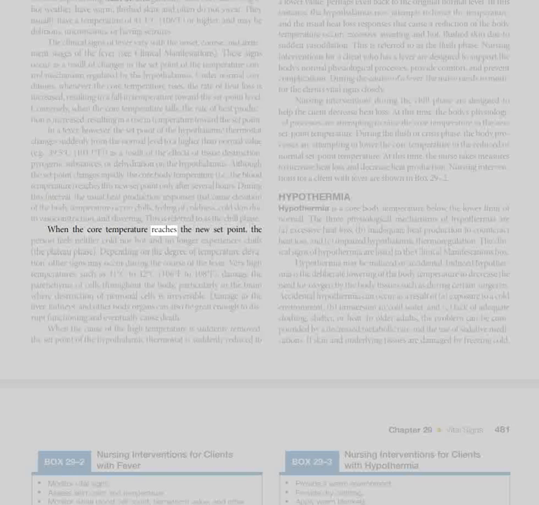When the core temperature reaches the new set point, the person feels neither cold nor hot, and no longer experiences chills: the plateau phase. Depending on the degree of temperature elevation, other signs may occur during the course of the fever. Very high temperatures, such as 41 degrees Celsius to 42 degrees Celsius, 106 degrees Fahrenheit to 108 degrees Fahrenheit, damage the parenchyma of cells throughout the body, particularly in the brain where destruction of neuronal cells is irreversible. Damage to the liver, kidneys, and other body organs can also be great enough to disrupt functioning and eventually cause death.